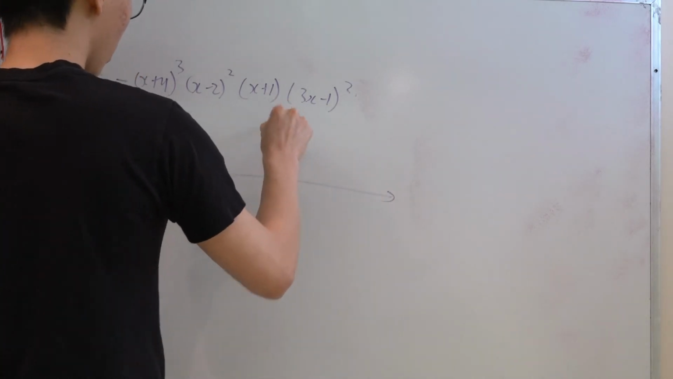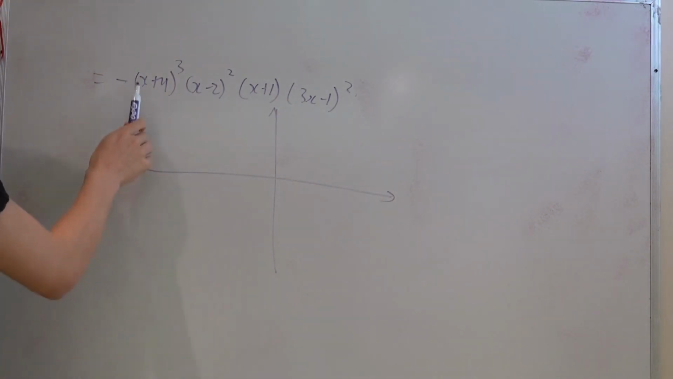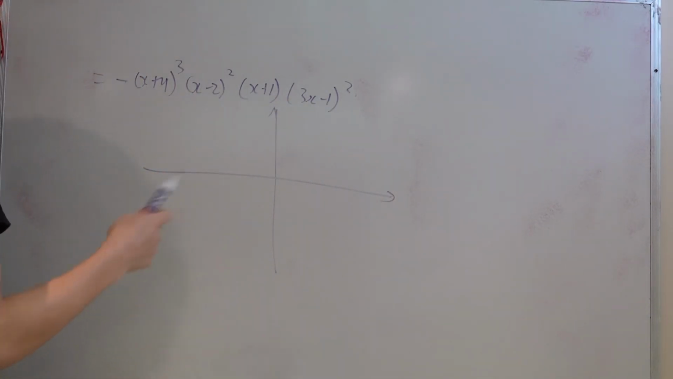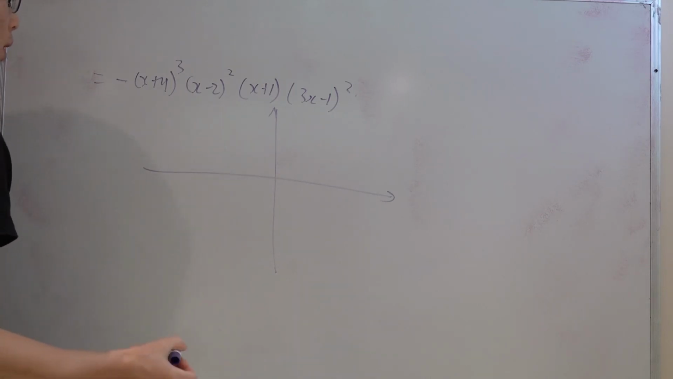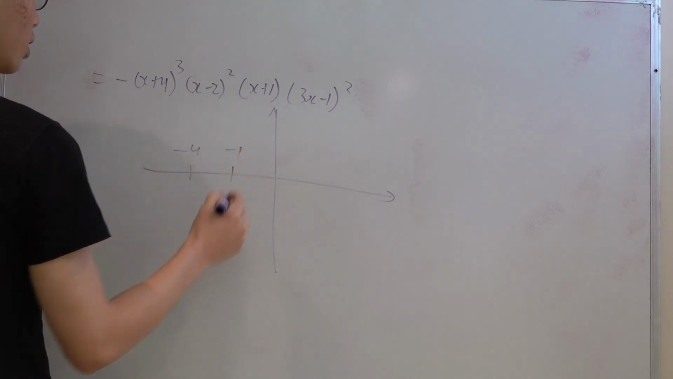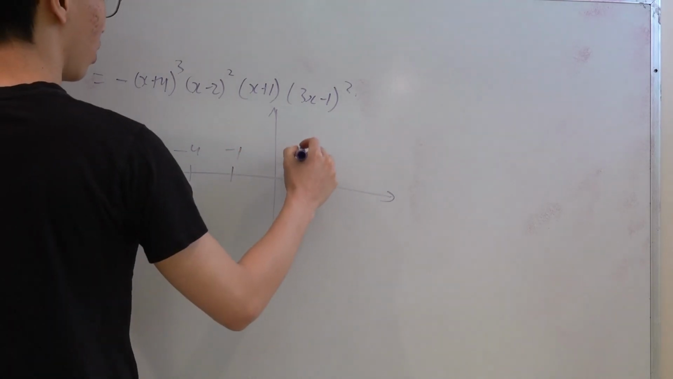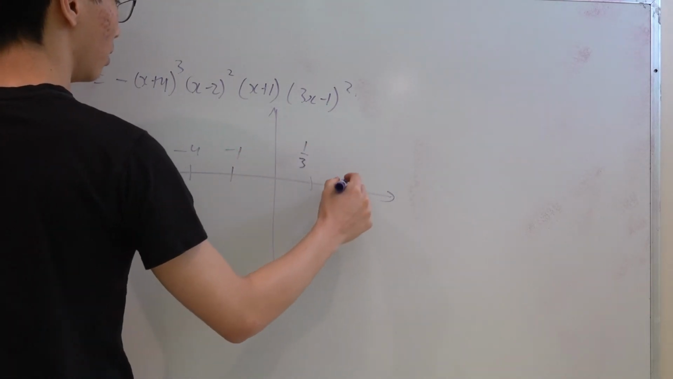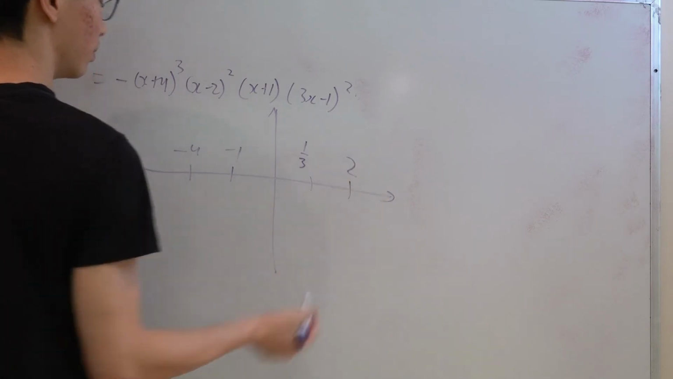Okay, now again, I want you to do some of the work. Try and solve all of these for 0 and figure out where our roots are going to be. You should be getting the following. Negative 4, negative 1, 1/3, and negative 2.